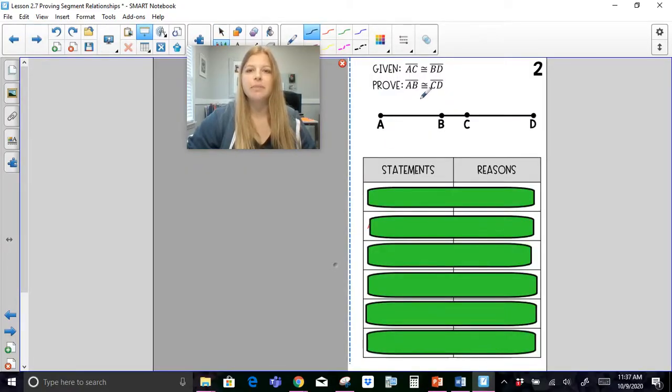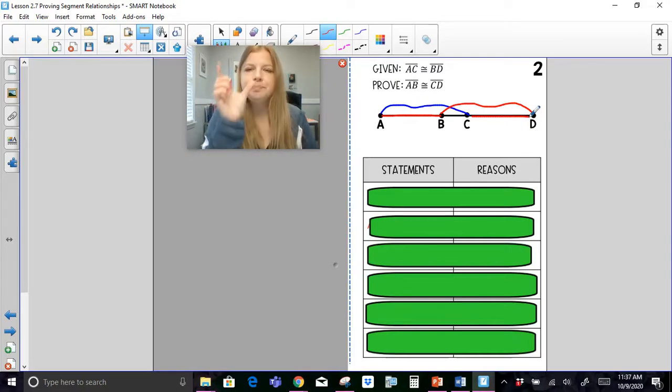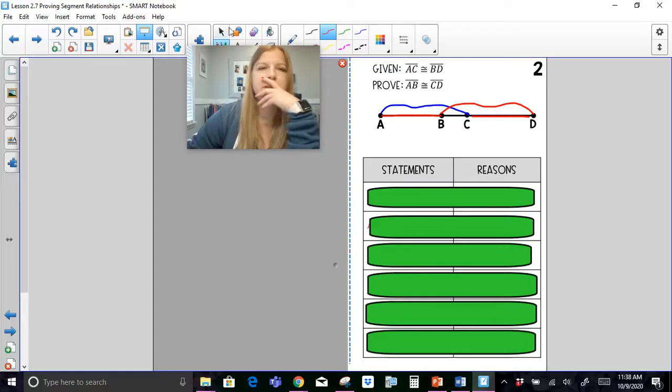So we are given that segment AC is congruent to segment BD. So AC, this entire segment here, is congruent to segment BD. We need to prove that AB is congruent to CD. So let's look at this here. We're given AC, which we see is broken up into two little segments, and then BD, which is also broken up into two segments. They share a segment BC, so that's going to be interesting. And we have to prove that AB is congruent to CD. Those segments are congruent. So we know the first step.